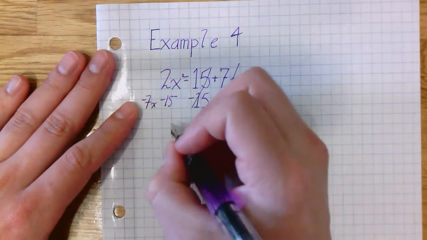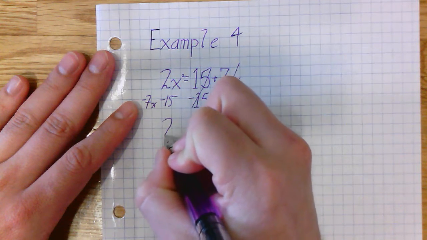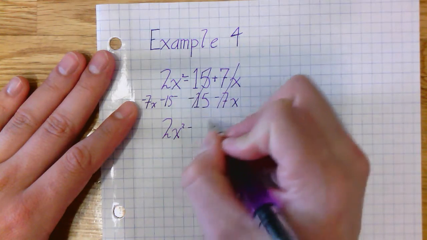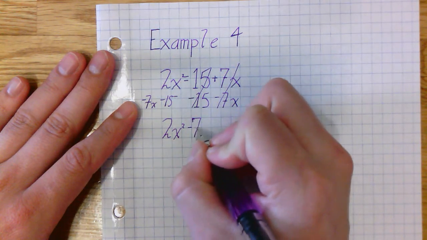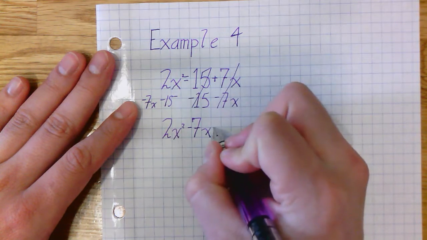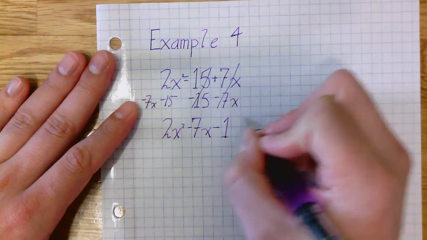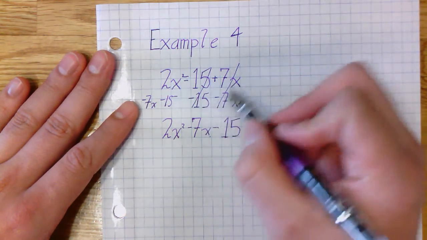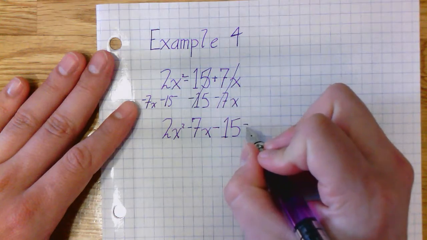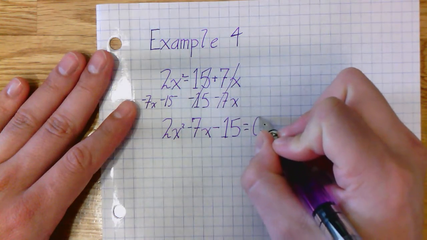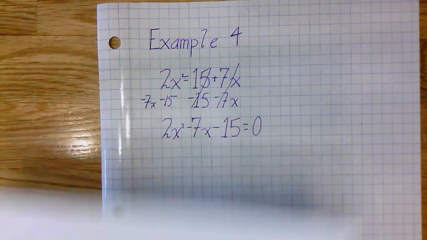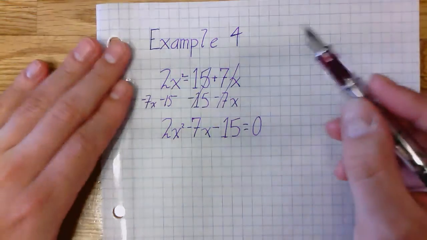So we're going to have still 2x squared, bring down our minus 7x, and then minus 15. Okay, and then now, because we cancel out this whole side, this equals 0. Okay, now we need to factor this, right? That's step number 2, right here. Step 2, factor. So we're going to try and factor this thing.